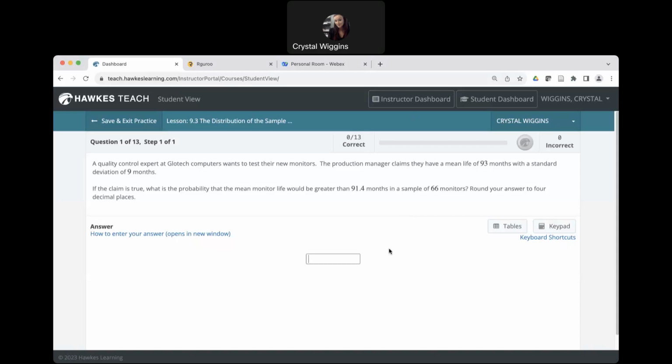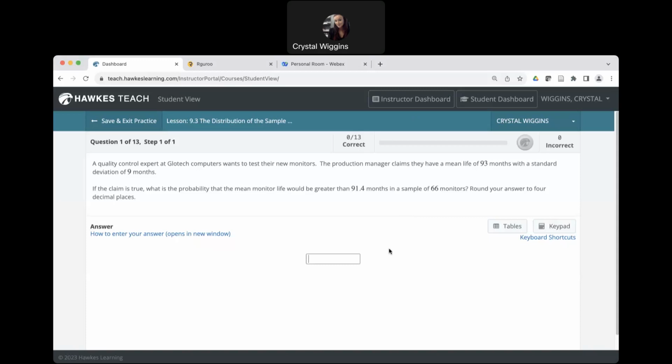So first up, a quality control expert at this particular computer company wants to test their new monitors. The production manager claims that they have a mean life of 93 months with a standard deviation of 9 months. If the claim is true, they want us to calculate what the probability would be that the mean monitor life would be greater than 91.4 months in a sample of 66 monitors.